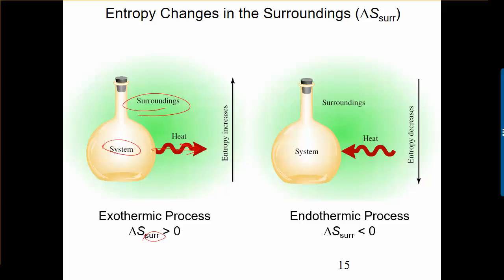Now when we talk about delta S being positive or negative, one thing you have to understand is that a negative delta S doesn't actually mean a negative entropy. It just means a decrease in the entropy. It's just describing it.